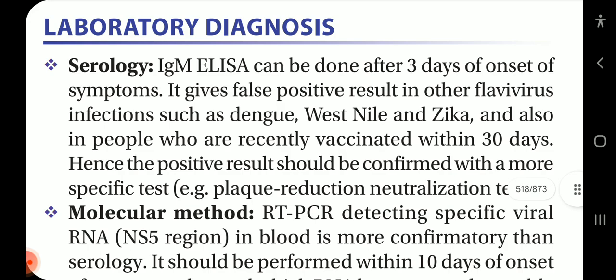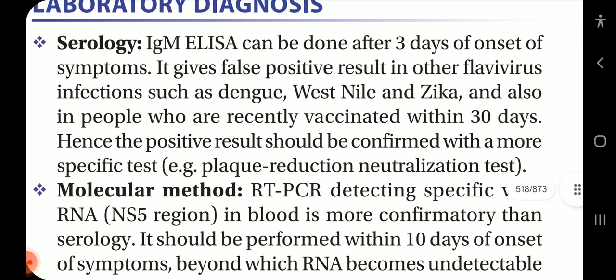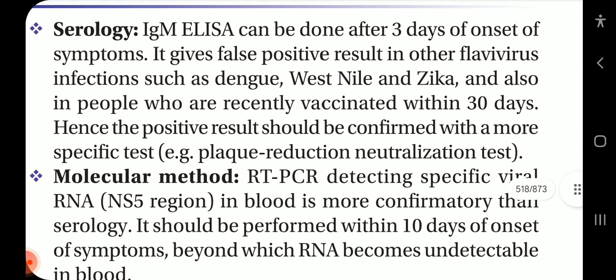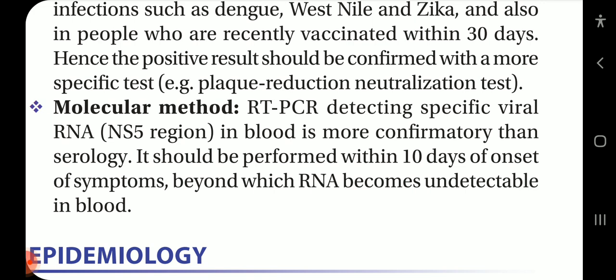Lab diagnosis. Serology: IgM ELISA can be done after 3 days of onset of symptoms. It gives false positive result in other flavivirus infections such as dengue, West Nile and Zika, and also in people who are recently vaccinated within 30 days. Hence, the positive result should be confirmed with a more specific test, that is plaque reduction neutralization test.